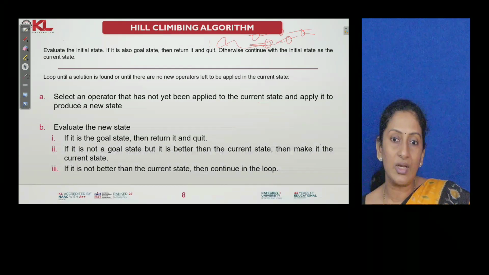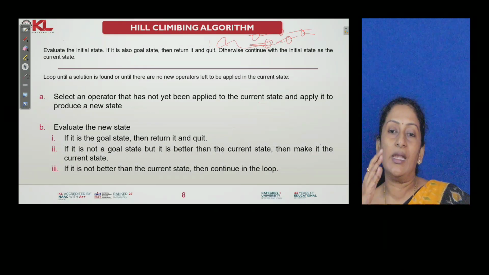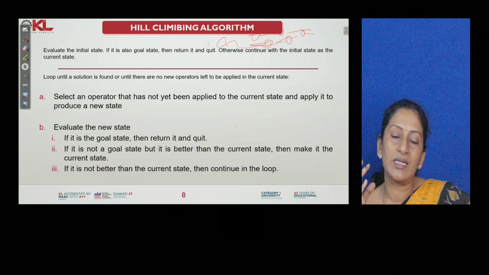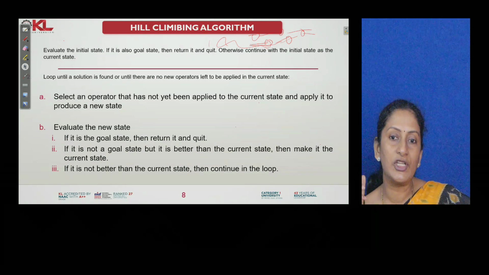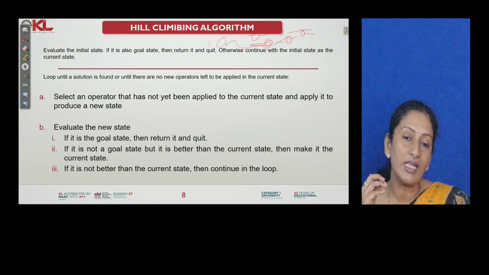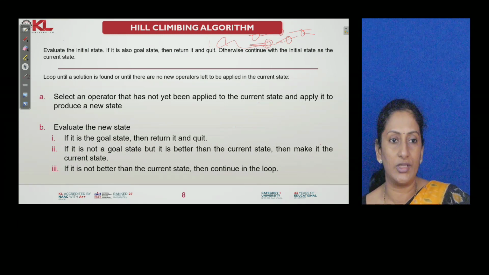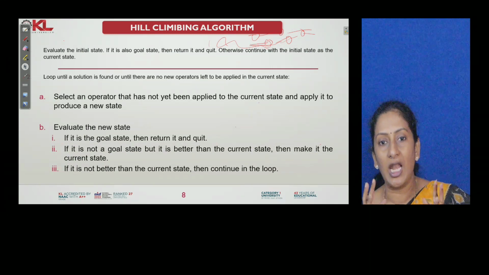And from that current state, again we search for the next best neighborhood by applying the heuristic, and we select the one which has a better heuristic value. This process is repeated, or looped, till we get the goal state. So we will see this with the help of an example.